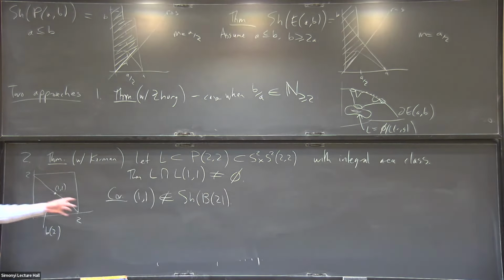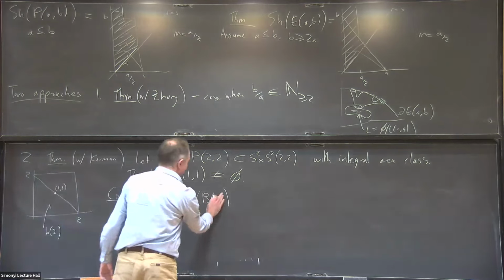Because if it was, what's this saying? This is saying that there'd be an integral Lagrangian torus in the ball, but if there was an integral Lagrangian torus in the ball, by this theorem, it would have to intersect the product torus, and that would be a contradiction.